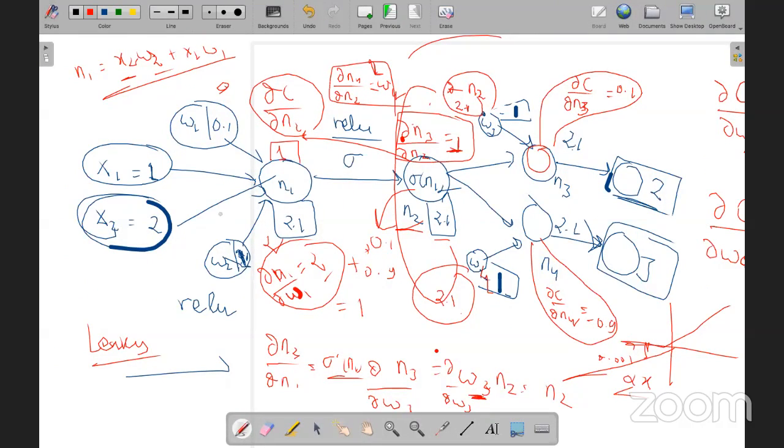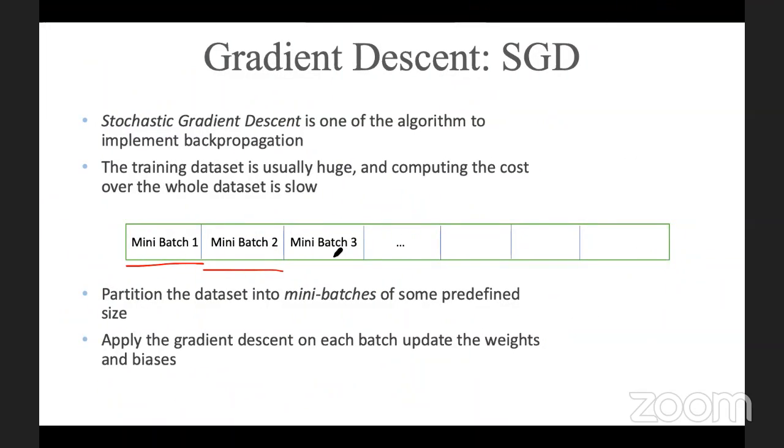Of course you can understand that if you just add one node here, that's what the bias is. Because the bias is just added to this value, and it's just 1, whatever derivative you calculate here is exactly the derivative of the cost with respect to the bias. You can check whether I said this correctly or not. So you apply gradient descent on each batch and update the weights and biases.